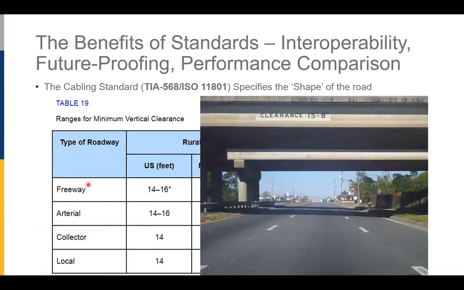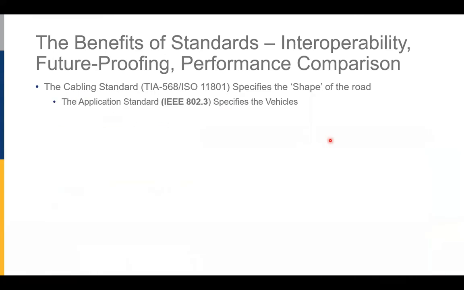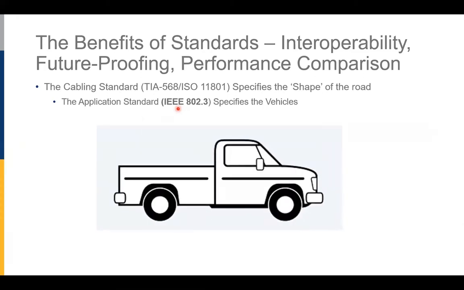So the standard is going to talk about how wide the lane should be. Maybe not how thick the concrete is, but what weight it needs to support. And I really like this idea of what's the lowest overpass that I'm going to come across on the highway? Because to complement the cabling standards, we have the application standards. And the one you're going to hear about the most is Ethernet. Ethernet actually comes from a standard from the IEEE, the 802.3 standard, and we can think of the applications as the vehicles that are going to run on our network.